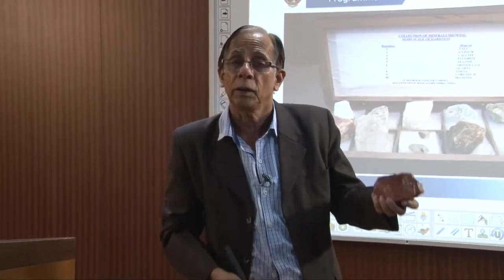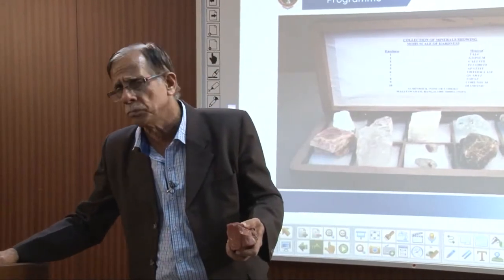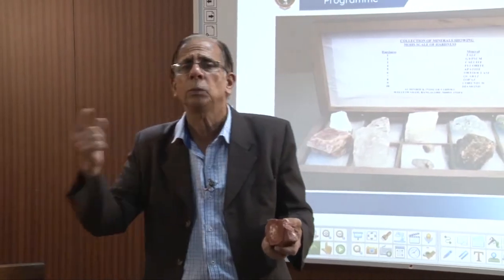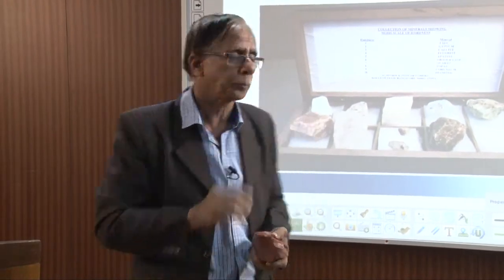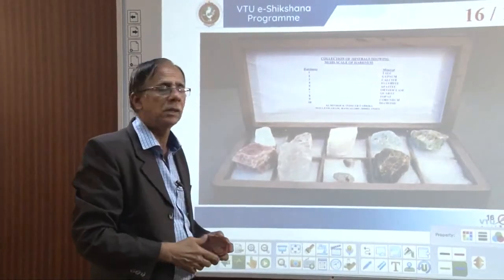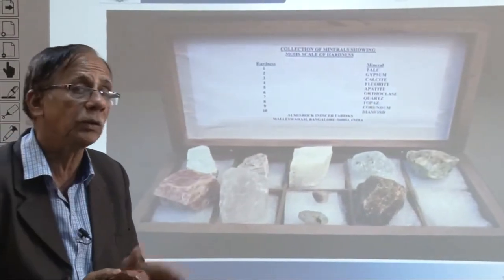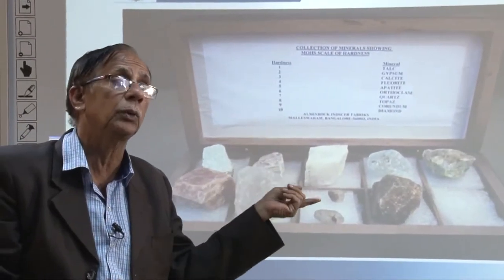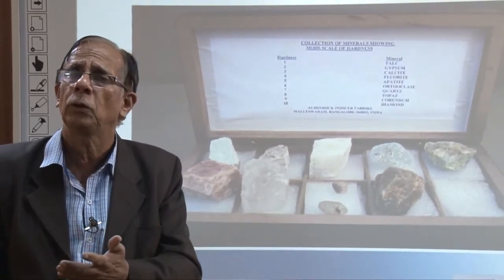Suppose the mineral is scratchable with the iron needle but not with the glass plate. My simple inference is it is between 4.5 and 6.5. Whether it is a 5 or a 6, how do I know? I go to this box. I take the 5th mineral, apatite. It is not scratchable with the glass plate, meaning more than 4.5. Maybe 4.7, 4.8, I do not know.